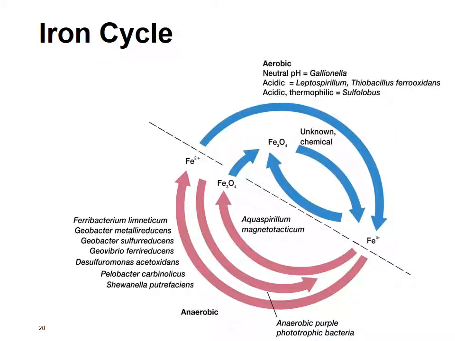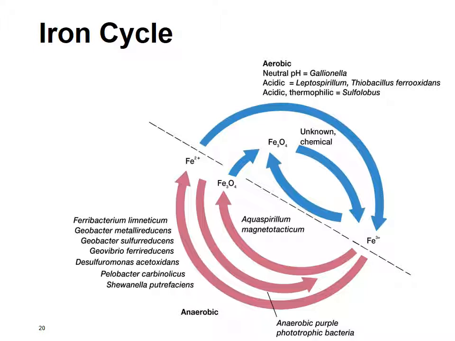Finally, we have the iron cycle. And the iron cycle shown here looks relatively simple, but it's very interesting. The iron cycle mainly features the interchange of ferrous ion, Fe2+, to ferric ion, Fe3+. And we'll start with iron oxidation, which is shown here in blue. Iron oxidation can be carried out at neutral pH by certain microbial species and in acidic conditions by other species.